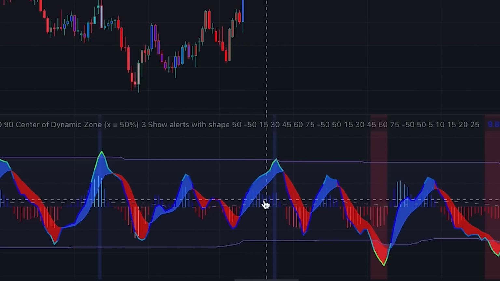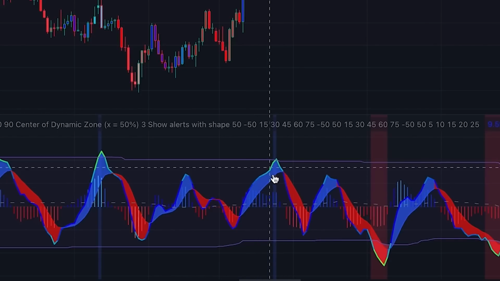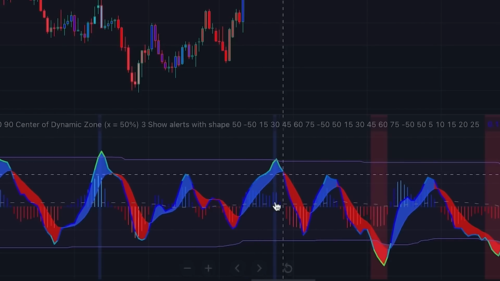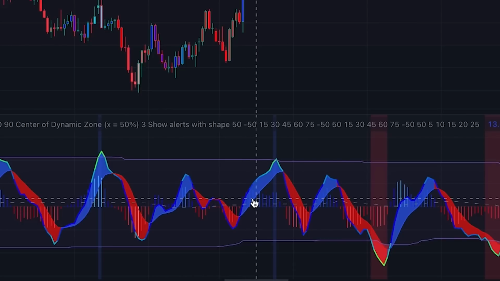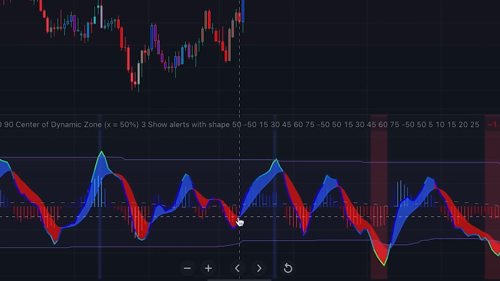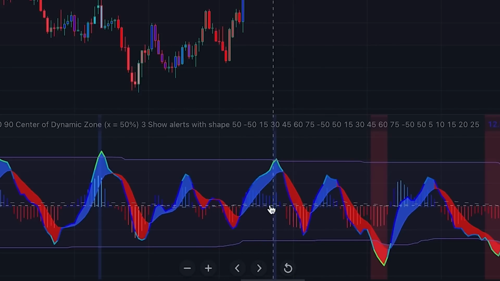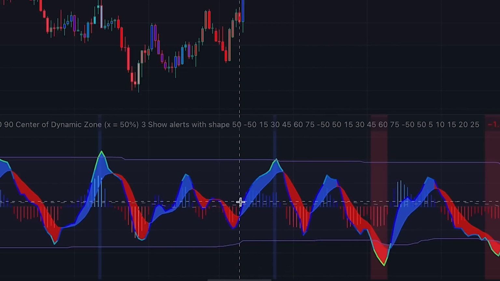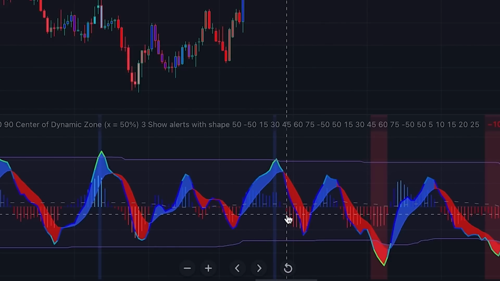The bars in the histogram are actually a measure of the distance between these two lines. When the two lines are getting closer to each other, you can see we have smaller bars, and when the lines are moving further away from each other, we have larger bars. And the point where we have a crossover of these two lines is the point where the histogram goes above and below 0. So when we have a bullish crossover, the histogram goes above 0, and when we have a bearish crossover, the histogram goes below 0. The structure of this indicator is exactly like the MACD indicator, but here we are working with different parameters, and also we have some meaningful levels.